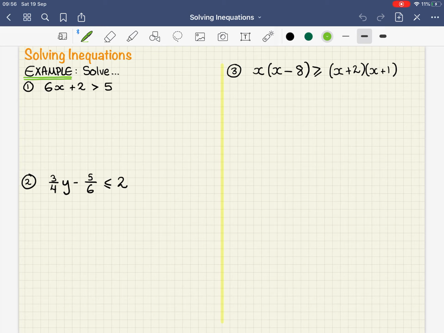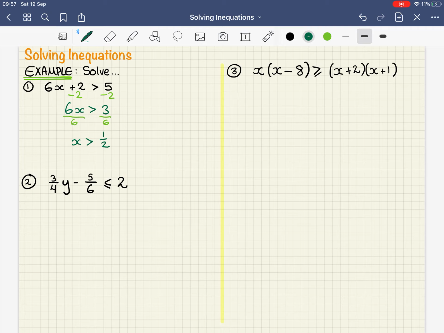So I've got 6x plus 2 is more than 5. So first thing I want to do is just take away that 2 from both sides. So I've now got 6x is more than 3. And then divide by 6 on both sides. So x is more than 3 divided by 6, I can't do, so that's just going to turn into 1 over 2.